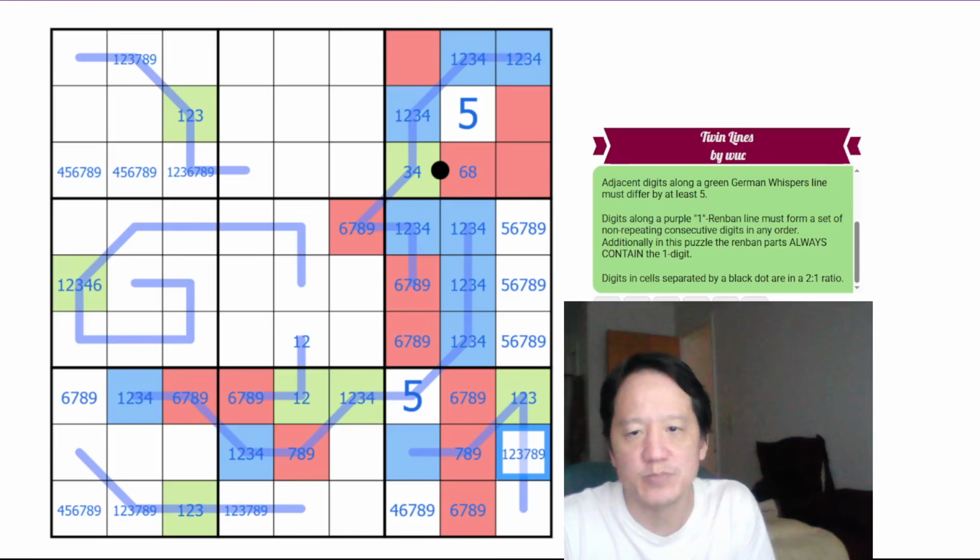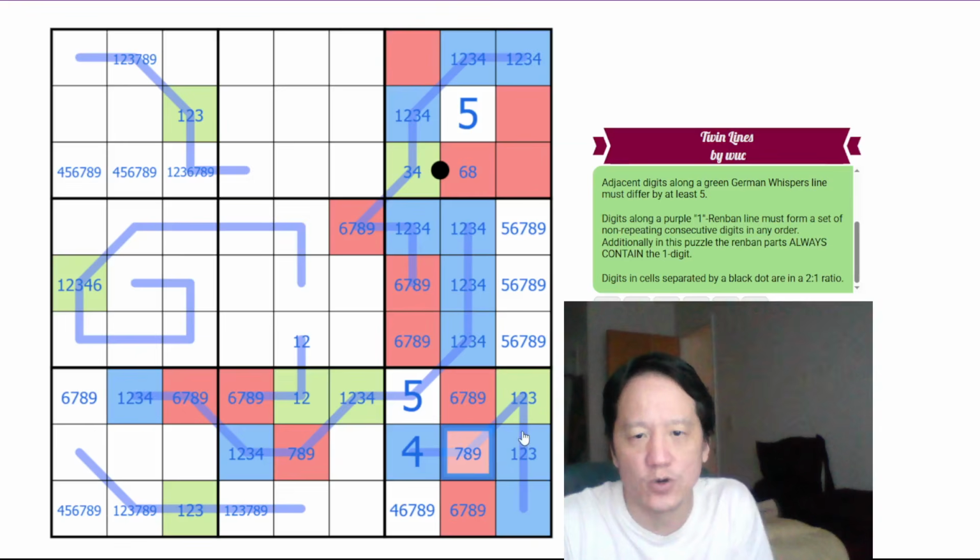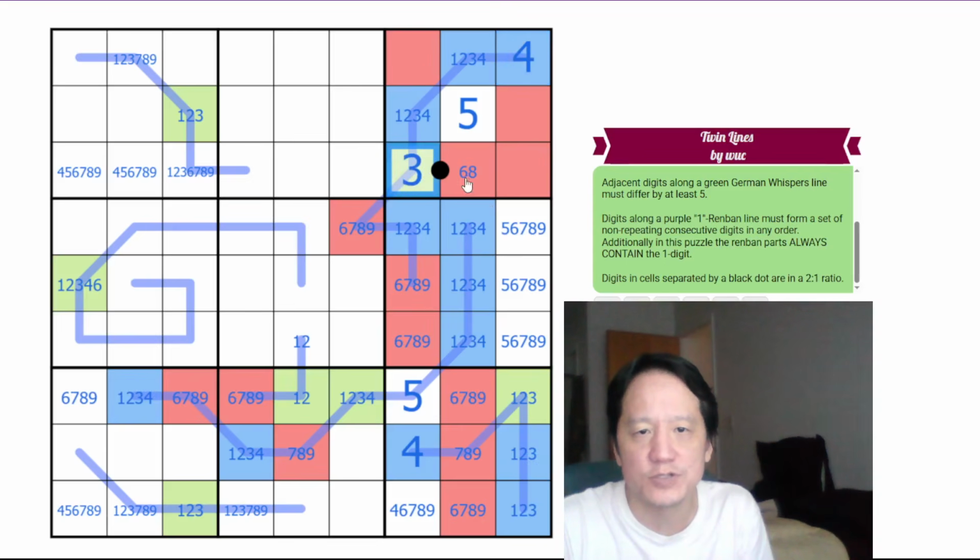And this must be low, and it has to be 1, 2, 3 as a triplet. Oh. So these are all low. And this must be low, high, low. I should have figured that out. The other digit has to be 4 here. So this is 4 because this is 1, 2, 3 as a triplet, which means this can't be 1, 2, or 3. It's 4, which means this can't be 4. It's 3, which is in a 1 to 2 ratio with 6.